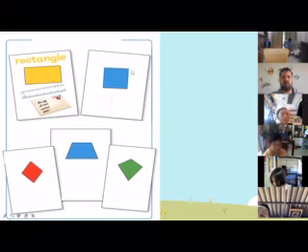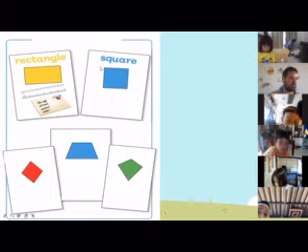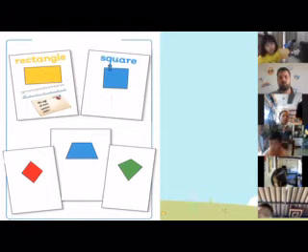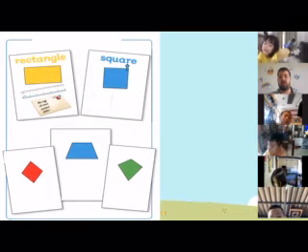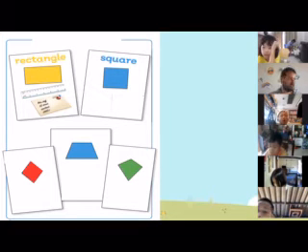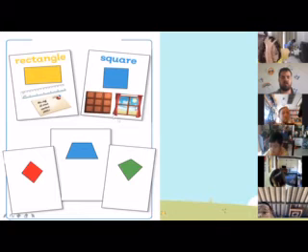Okay, next shape we have is a square. Square. Okay, let's spell square. So S, Q, U, A, R, E. Square. Now what is in the shape of a square? What objects are in the shape of a square? We have chocolate and a window. Chocolate and window.